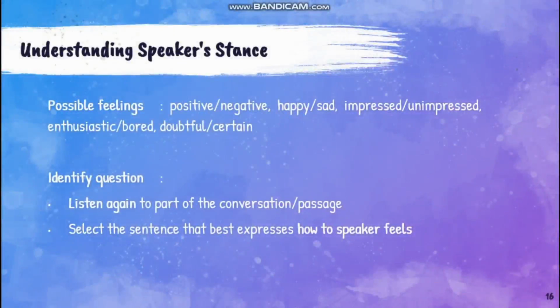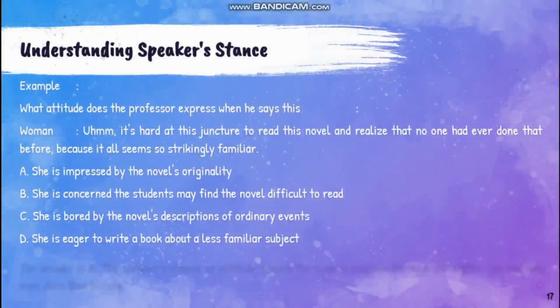Okay, the next type is understanding speaker's stance. Possible feelings are positive or negative, happy or sad, impressed or unimpressed, enthusiastic or worried, doubtful or certain. The question: listen again to part of the conversation or passage and select the sentence that best expresses how the speaker feels. For example, what attitude does the professor express when he says this?